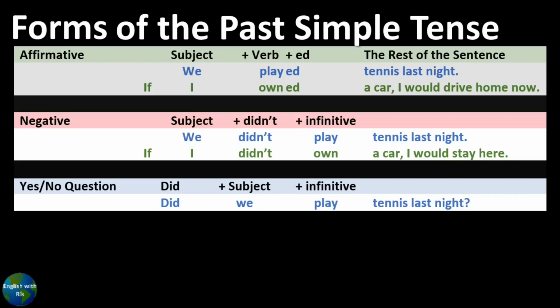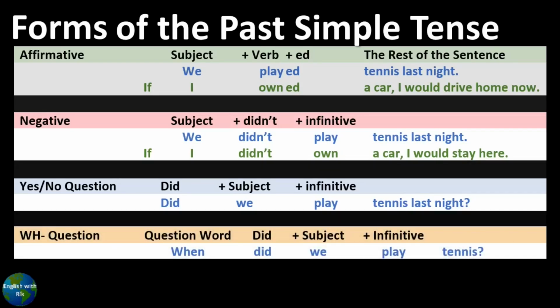The yes-no question form of the past simple tense begins with did, which is followed by the subject and then the infinitive of the main verb. In the sentence, did we play tennis last night? Someone is asking whether or not something happened in the past. That thing is playing tennis.